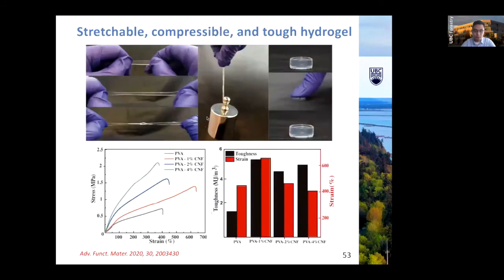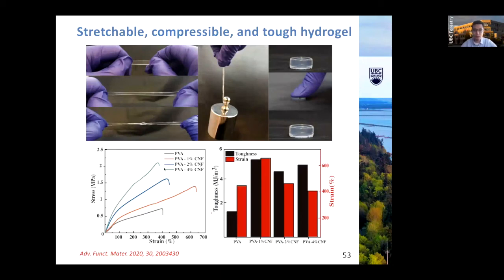Very interestingly, by adding the cellulose nanofiber, even just 1% cellulose nanofiber, we see a dramatic increase in both the stress and the strain values. So this is the original one, this is 1%, 2% and 4%. It starts to decrease the strain, but the stress continues to increase.